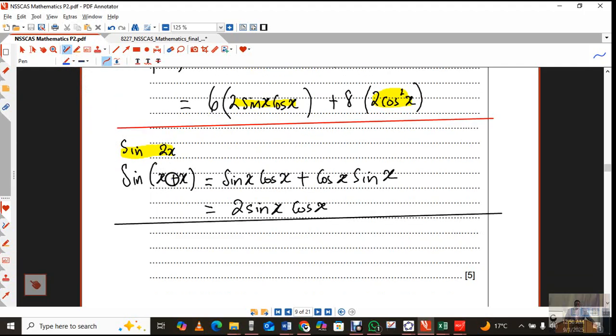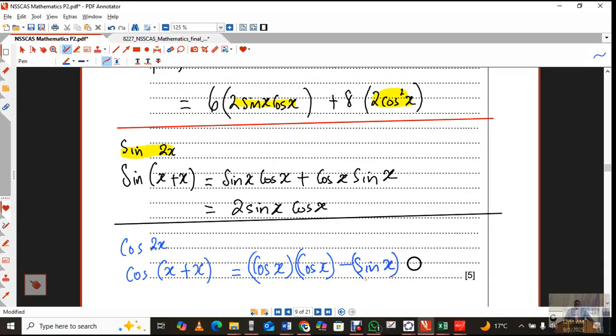Now, if you were familiar with cos, let me see, if I'm saying cos of 2x, I'm going to rewrite it as cos of x plus x, because that's what it is, right? And I hope you remember that cos of x plus x is cos x times cos x, you can find this in your formula, minus sine x times sine x.